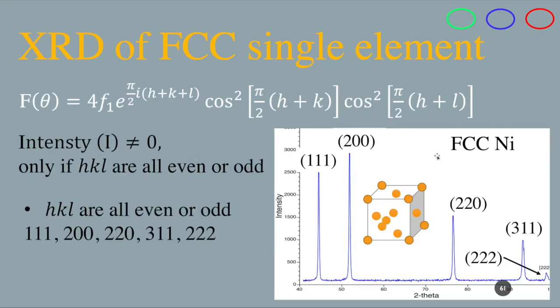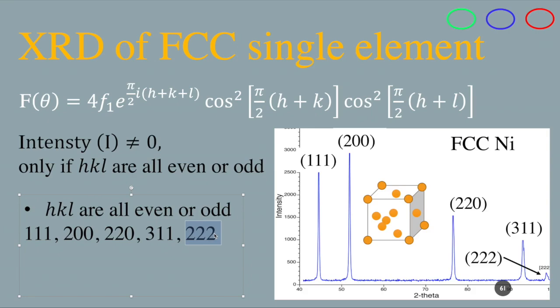In fact, this is the example of nickel FCC. If we look at this, all HKL planes are either all even or all odd. For example, the first plane is 111, because it is all odd. Next plane is 200, it is all even. Next plane is 220, even, even, even. Then odd, odd, odd, 311, and 222 is even, even, even.